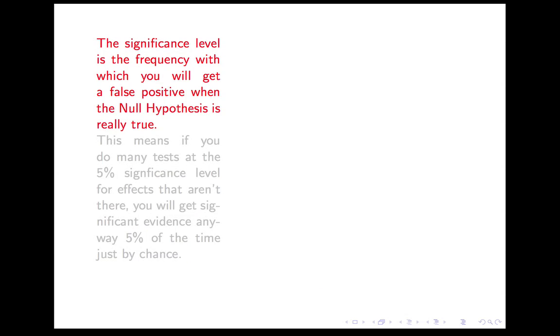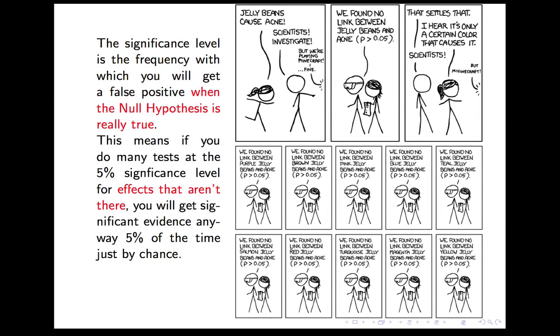Okay, and here is the most important consequence of that fact, that the significance level is the frequency with which you'll get a false positive when the null hypothesis is true. That means that if you do many tests at, say, the 5% significance level for effects that aren't there, you will get significant evidence anyway, 5% of the time, just by chance.